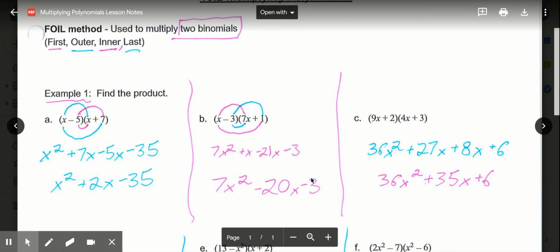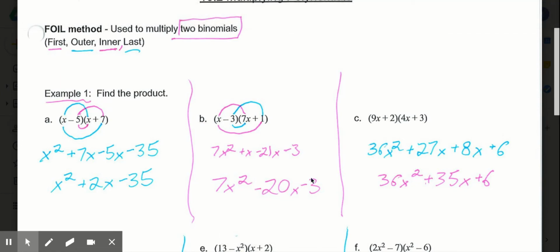So again, looking at the FOIL method for b, we need to multiply our first terms, so x and 7x, which gives me 7x squared. Then our outer, x times 1, is just x. Our inner, negative 3 times 7x, is minus 21x. And then a negative 3 times 1 for our last is a negative 3. So we have 7x squared plus x minus 21x minus 3.